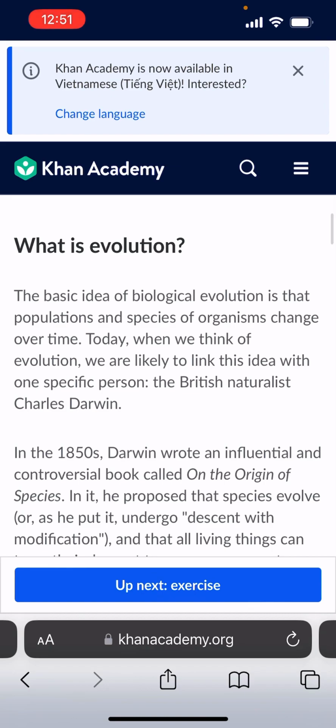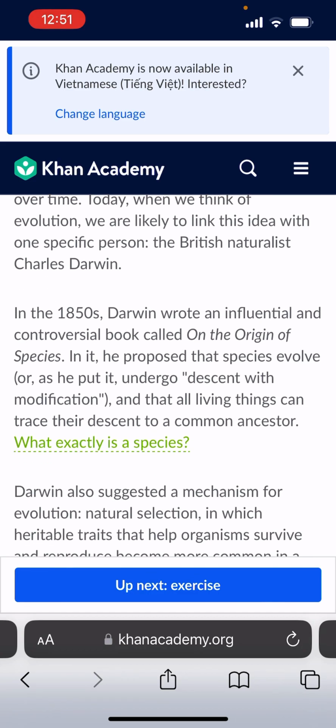What is evolution? The basic idea of biological evolution is that populations and species of organisms change over time. Today, when we think of evolution, we're likely to link this idea with one specific person, the British naturalist Charles Darwin. In the 1850s, Darwin wrote an influential and controversial book called On the Origin of Species. In it, he proposed that species evolve, or as he put it, undergo descent with modification, and that all living things can trace their descent to a common ancestor.